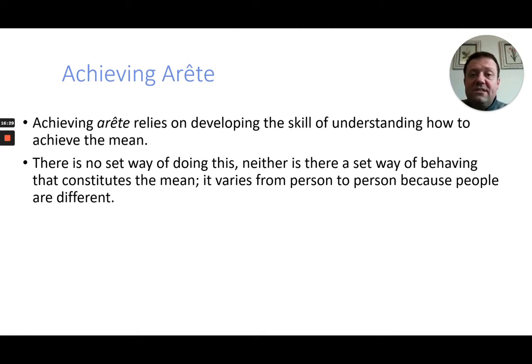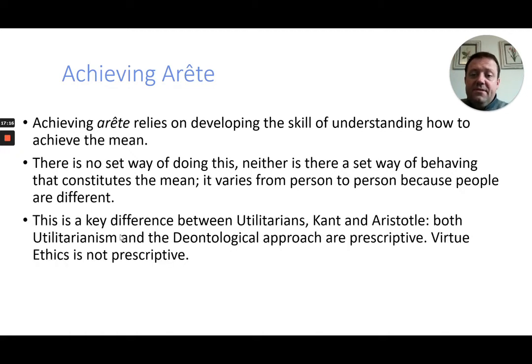So this is an important distinction between virtue ethics and utilitarianism and Kant's deontological approach. Both Kant and utilitarians are prescriptive. In other words, they tell you exactly what to do. Right? So for a utilitarian, an action is good insofar as it creates aggregate happiness and minimizes pain. And for Kant, a maxim is moral, an action guiding principle is moral, provided it can be universalized. Right? Now, there's no such prescription in Aristotle. Right? Everyone is different, and so what counts as the mean between excess and deficiency varies from person to person.